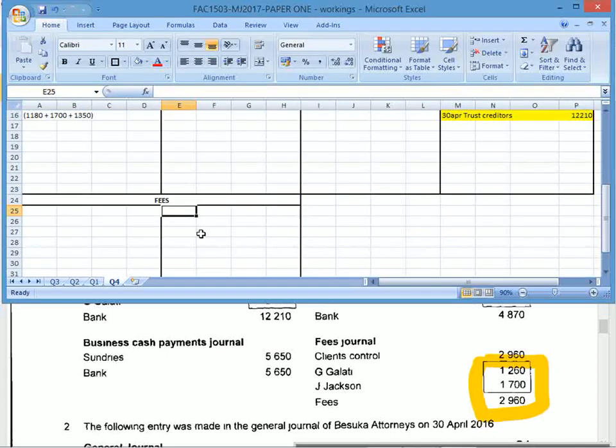Fees is seen as income. So you debit whatever it is, in this case, client control accounts. Like a debtor: debit debtor, credit sales. So in this case, they're dealing in books, I think, and we've sold some ahead of time. Okay, so this would have been 30th of April.